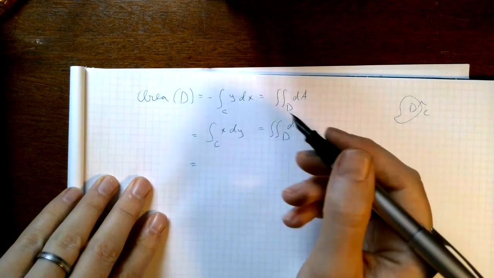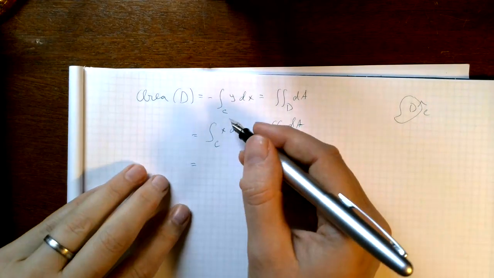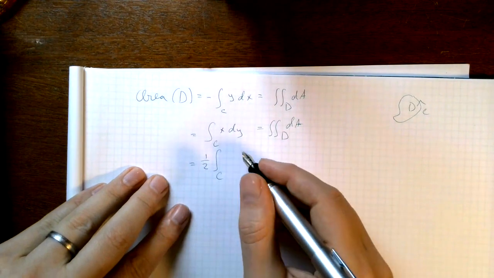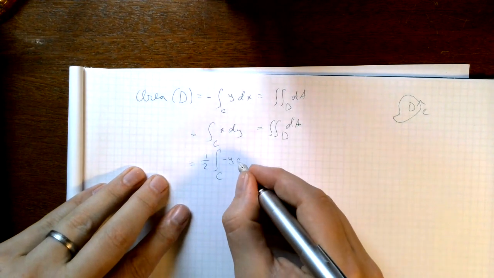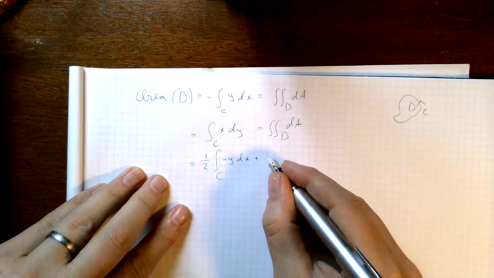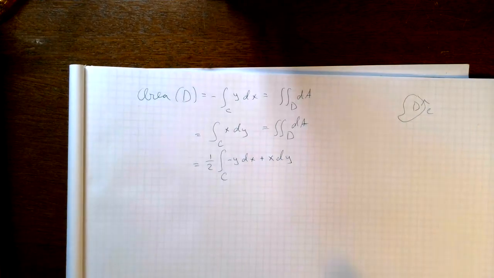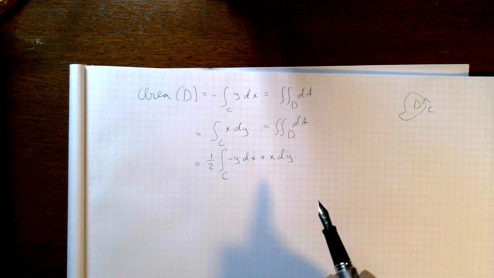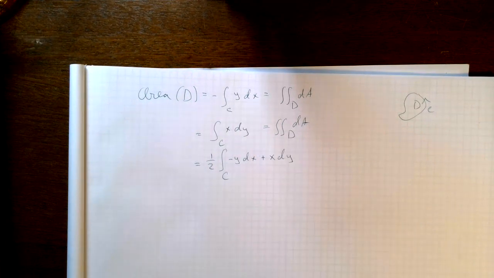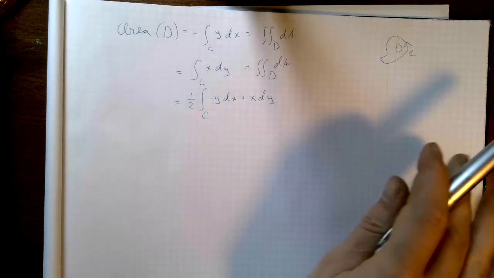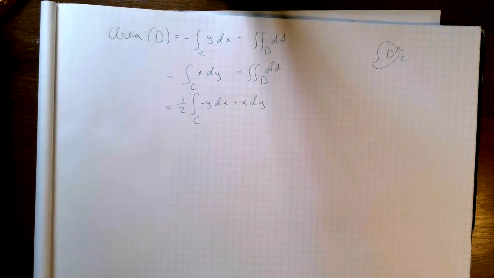Same thing over here. I could take the average of these two, so I could take 1/2 the integral over C of minus y dx plus x dy. That's the same thing, right? It was just the average of the number with itself. Each one of these is useful in some context. So it's actually an interesting application of Green's theorem. We're computing area by computing some sort of an integral.